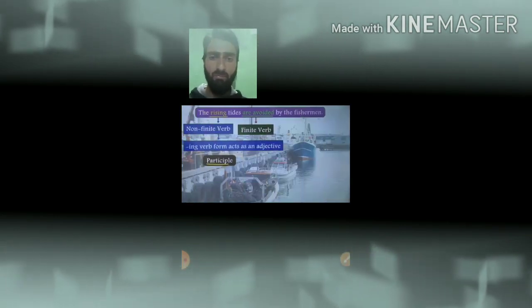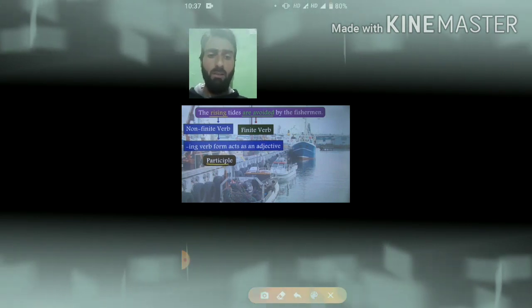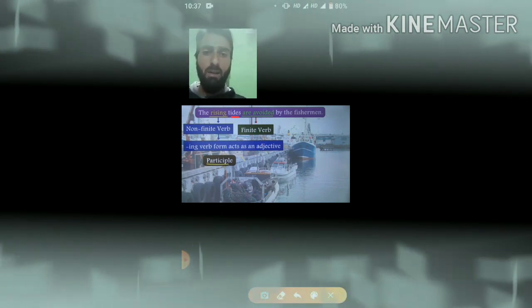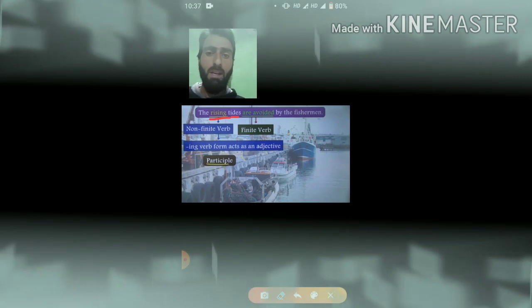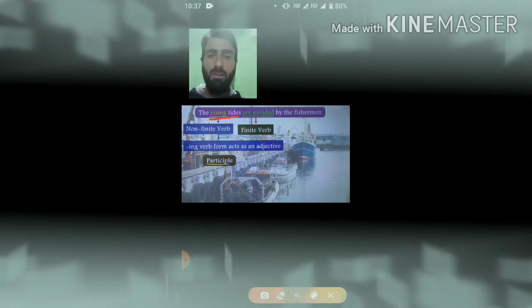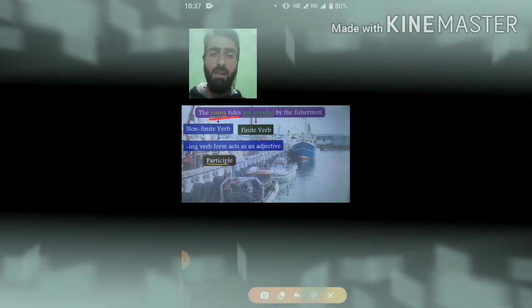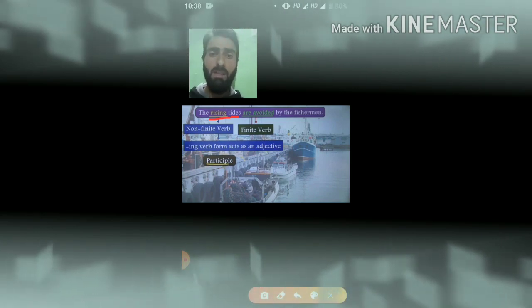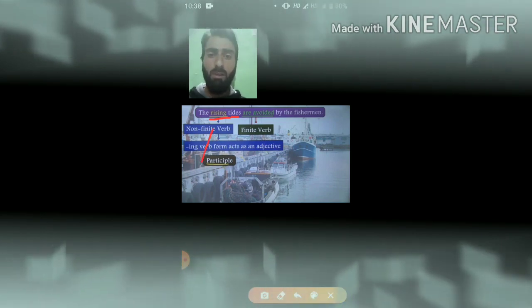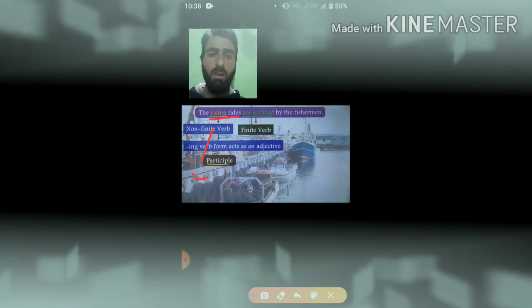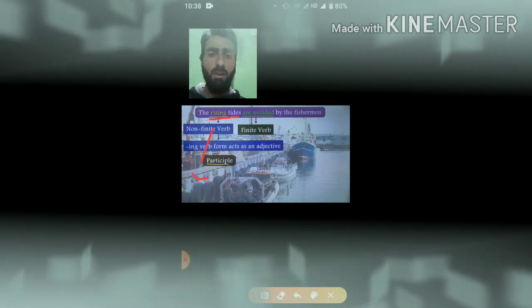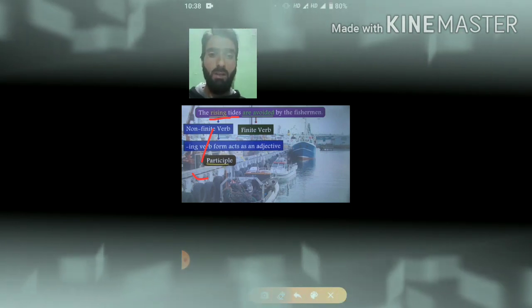The rising tides are avoided by the fishermen. The word tides is the noun, and rising tides, it becomes an adjective. So rising is a non-finite verb, and it acts as an adjective with the subject in the sentence. So we call it a participle. And are avoided, as the word avoided has followed the auxiliary verb are.